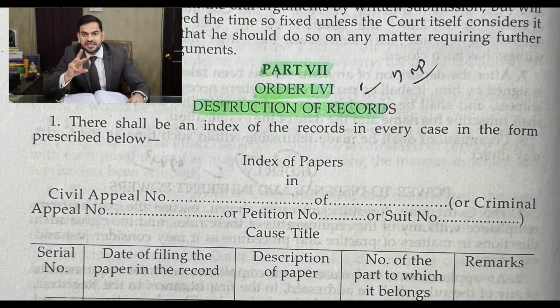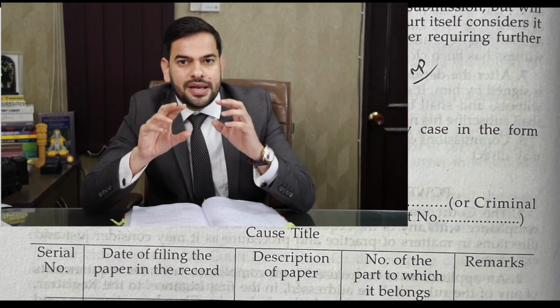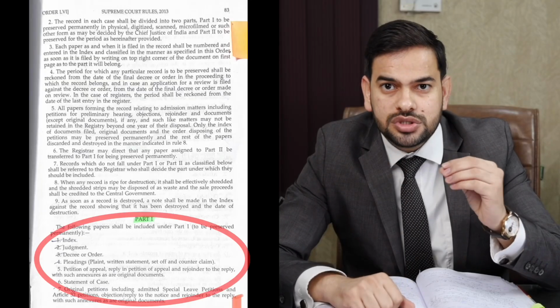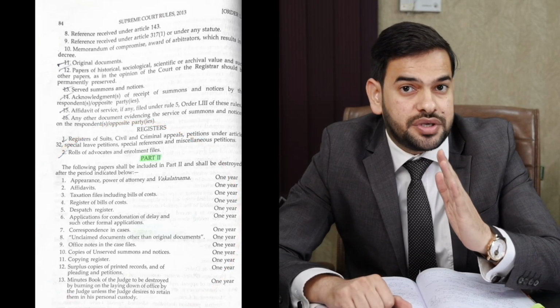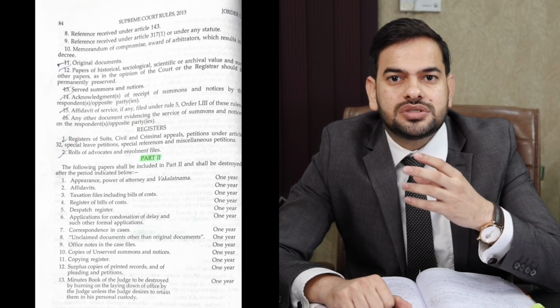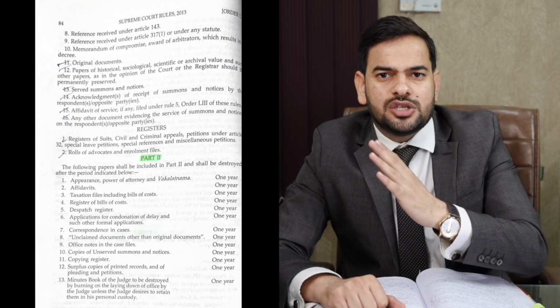So if you look at Supreme Court Rules Order 56, that is divided in two parts, Part 1 and Part 2. In Part 1, you will find those documents which the Supreme Court maintains for a perpetual period of time, for example, the petition, plaint, etc. And in Part 2, those documents are there which the Supreme Court maintains for a limited period of time, those records of the case, for example, the Vakalatnama or affidavit. Because that will be maintained by the Supreme Court for 1 year, the time period is given in front of that. So that is called the court of record. In any case, if any court is a court of record, it has the power to punish for the contempt of itself. So this is today's video.